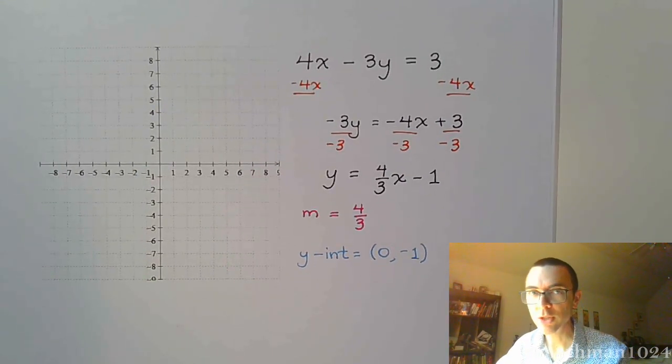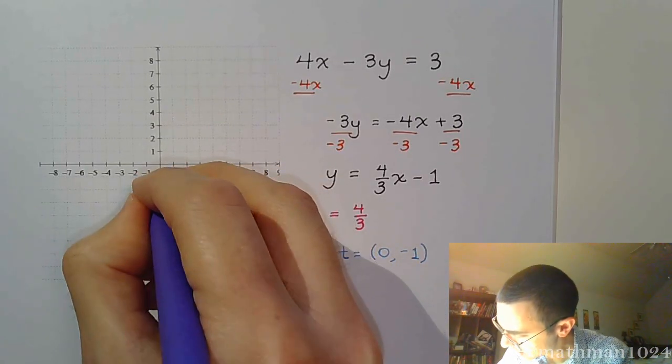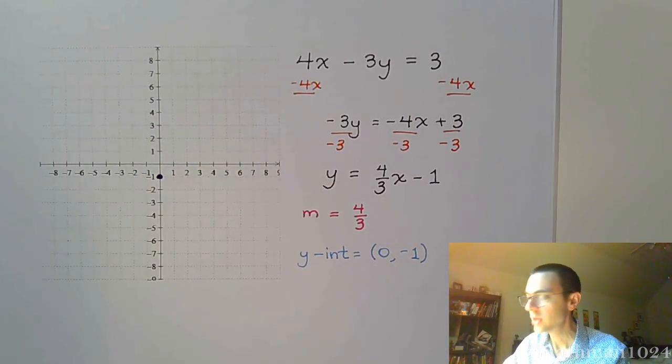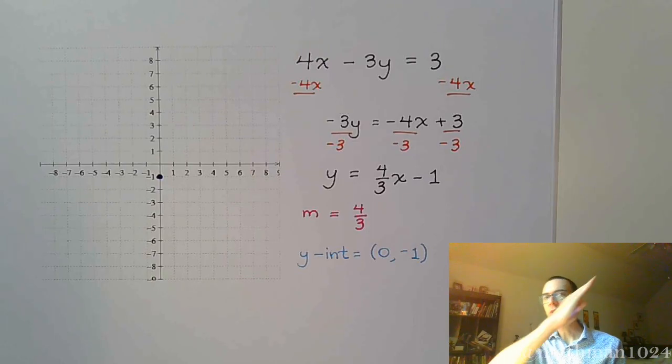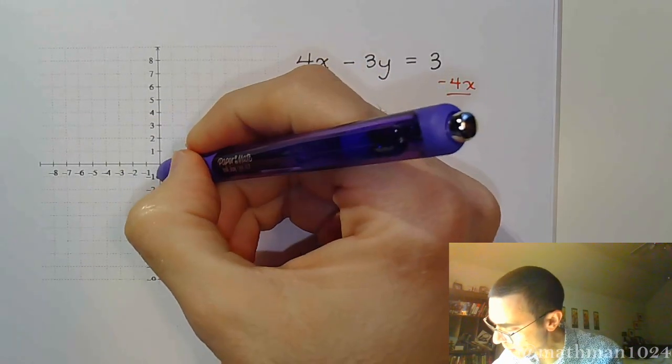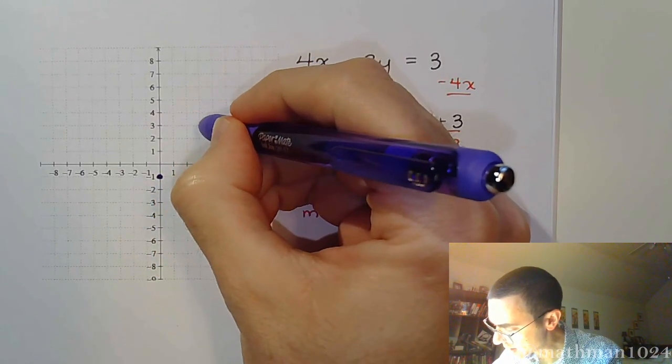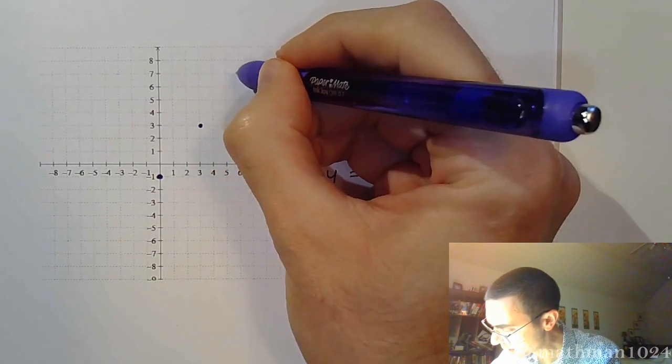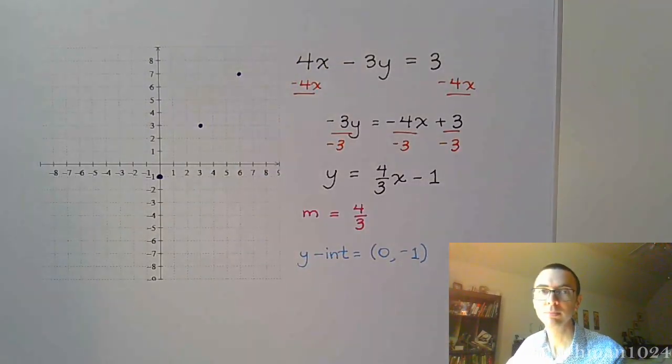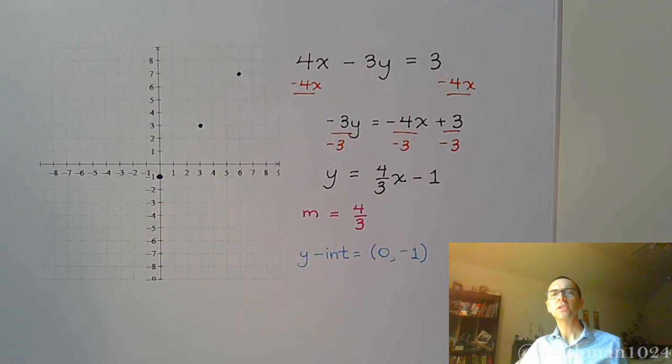So starting with the y-intercept, which is at (0, -1), get this guy right here. The slope is positive, which means my line should be going up from left to right at a rate of 4 to 3. So go up 4 units, to the right 3, up 4, to the right 3. And let's get more points. Let's go to the left side.